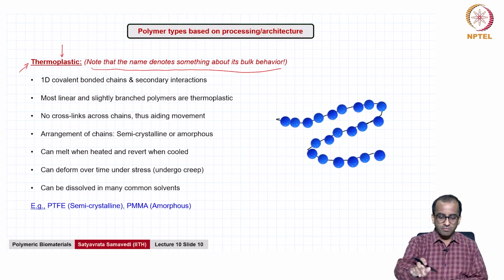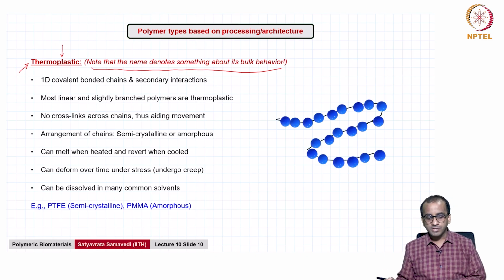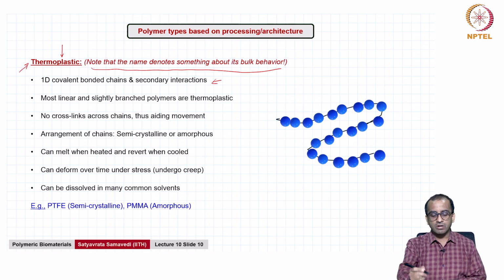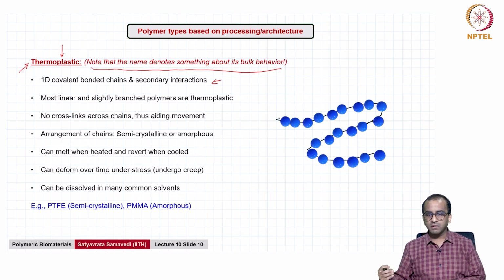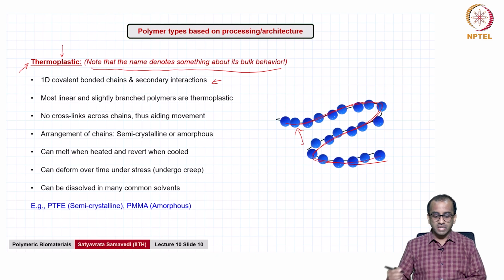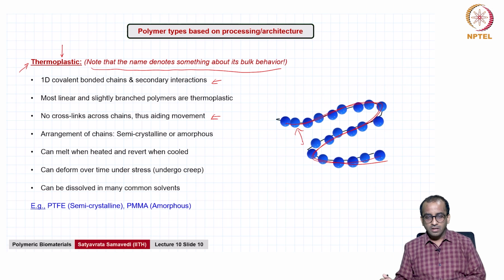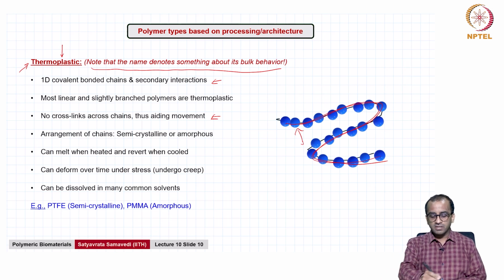So most thermoplastics are mostly linear or slightly branched polymers, and the interactions you're talking about are largely 1D covalent bonds along a chain and secondary interactions such as van der Waals bonds and hydrogen bonds, etc., across chains. In thermoplastics, you typically don't have crosslinks, which means movement is very easily aided, and depending on the arrangement of chains, you can either get semicrystalline or amorphous.